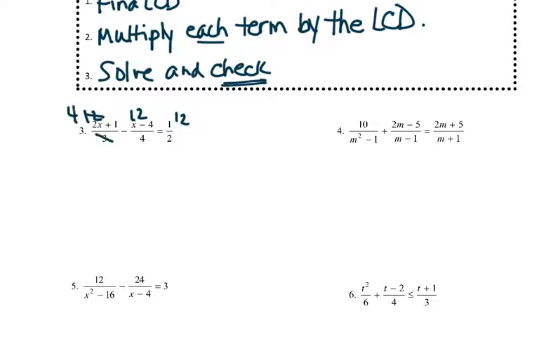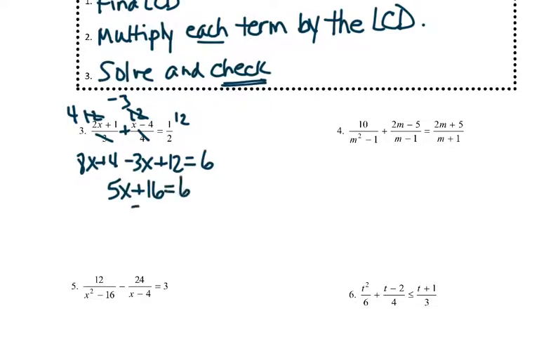3 goes into 12 4 times, 8x plus 4. Don't forget to distribute. Remember, that's a negative 3, so negative 3x plus 12 equals 6, right? 5x plus 16 equals 6. So these are nice because they turn out to be linear equations, and we can just solve them.